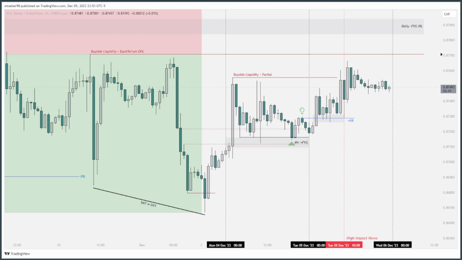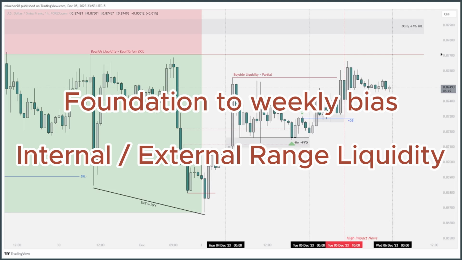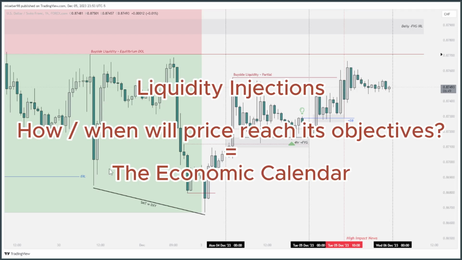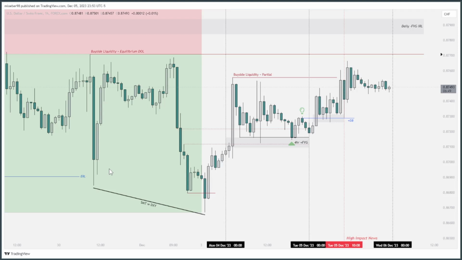But as you guys can clearly see, all I'm doing here is I'm utilizing the same concepts in my previous video, understanding external range liquidity and internal range. Where are we on the higher time frames, and where do we expect the weekly candle to expand to? And I'm not using any sophisticated terms. I'm literally just using old highs and lows and fair value gaps to determine where price is most likely going to draw to, or where that weekly candle will expand to, while at the same time utilizing the economic calendar to understand when the time is right for price to reach that exact liquidity pool.